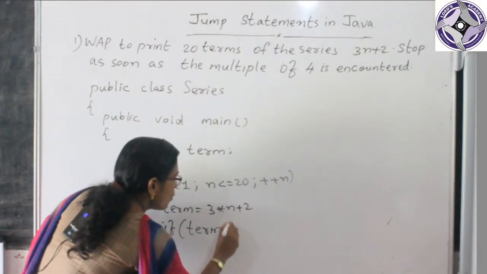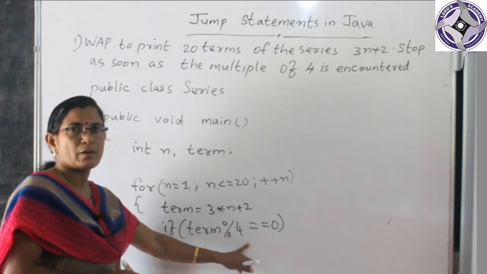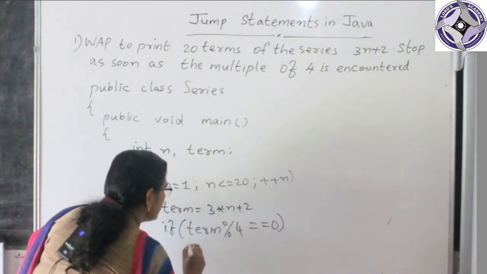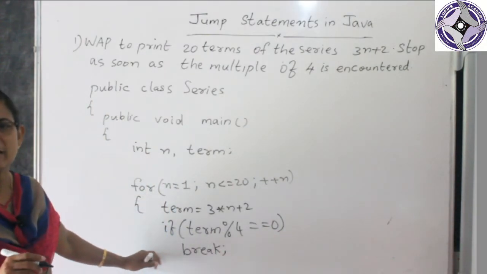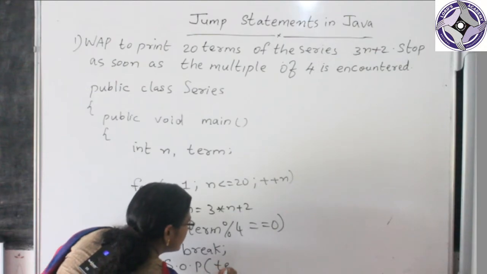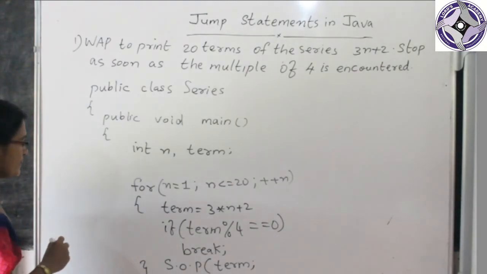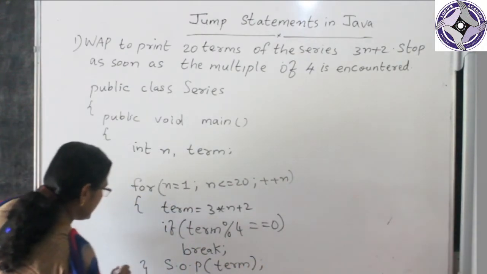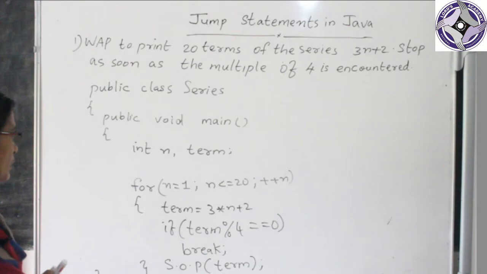Term modulus 4 equal to 0 means this particular term is divisible by 4, so this term is a multiple of 4. If term modulus 4 is equal to 0, break. We don't want the multiple of 4 to get printed. Otherwise, System.out.println term. The body of the loop is closed, the method is closed, and the class is closed. Let us see how this program works.